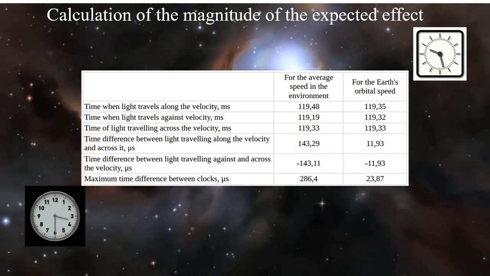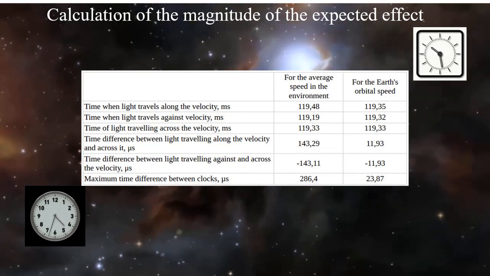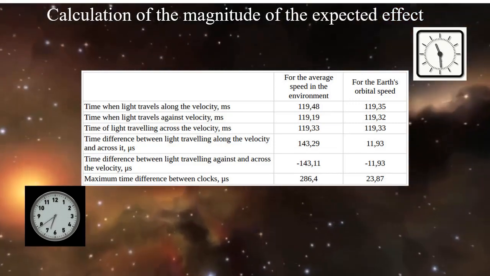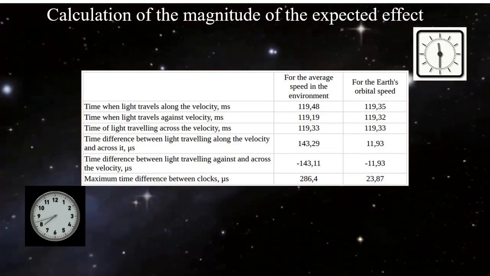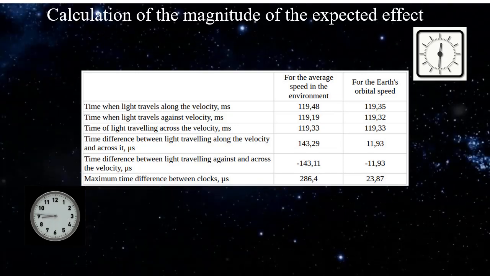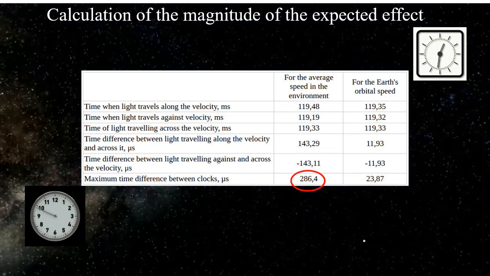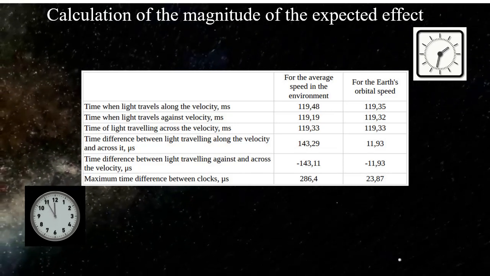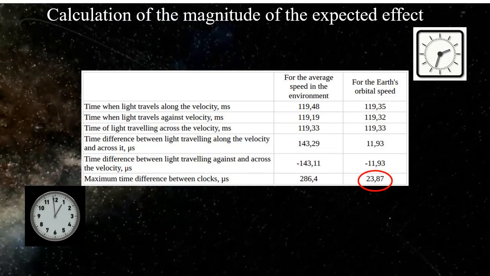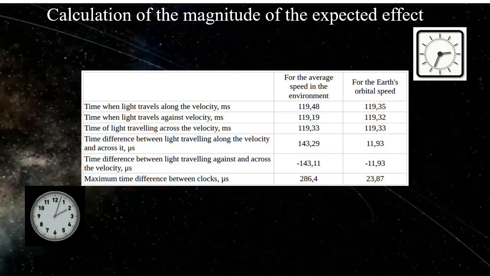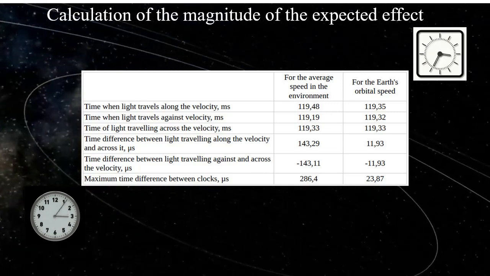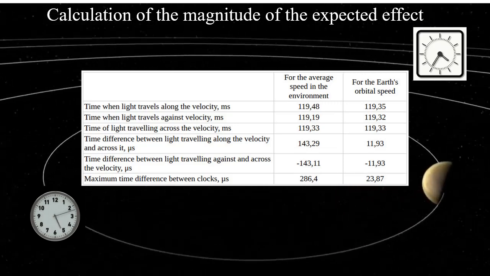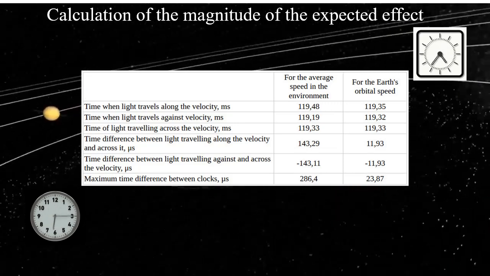Analyzing the results of calculations presented in the table, we can draw the following conclusions. Clock readings during the day can differ, both in one and in the other direction, by 286 microseconds for the velocity in the environment equal to 368 km per second, and by 24 microseconds for the velocity in the environment equal to 30 km per second, which is more than 3,370 times more than the error of the daily rate of the satellite clock. Therefore, it is possible to detect and determine the magnitude of the one-way velocity and its direction.